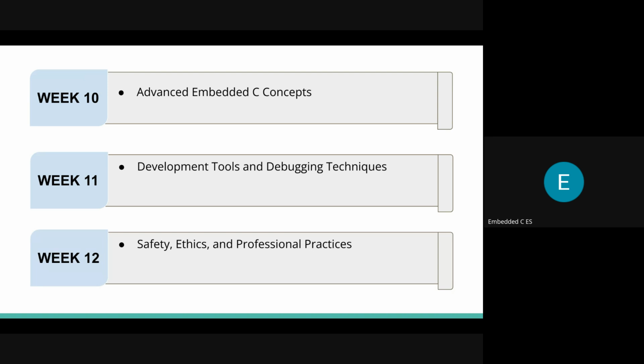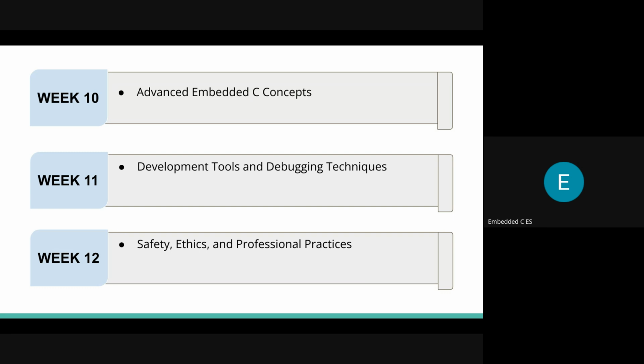Week 12 is safety, ethics, and professional practice. In our final week, we'll discuss the broader aspects of working in the embedded systems field. We'll cover ethical considerations and safety standards to ensure our systems are safe and reliable. We also touch on security fundamentals to protect our systems from vulnerabilities. Finally, we'll discuss professional development and emerging trends in embedded systems, right?